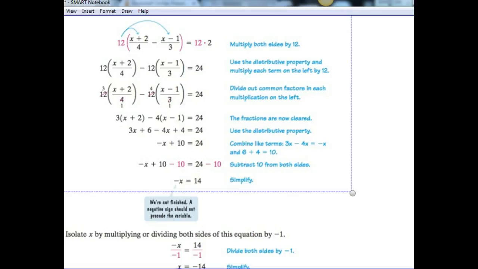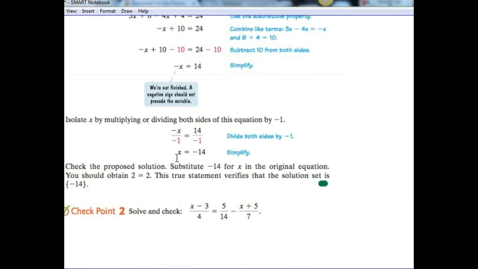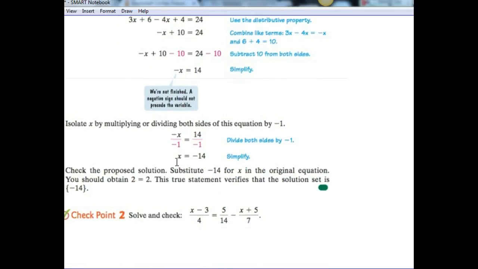So if I subtract the 10 over to the other side, as you can see in this step, next step, then you end up with negative x equals 14. Now, the problem with that is we're not finished, okay? Because you can't leave a negative on that side. You've not finished until you get just x by itself. So to get rid of the negative, we have to divide by negative 1 here. And by doing so, I get x, but then 14 divided by negative 1 becomes negative 14. And then that becomes my solution.